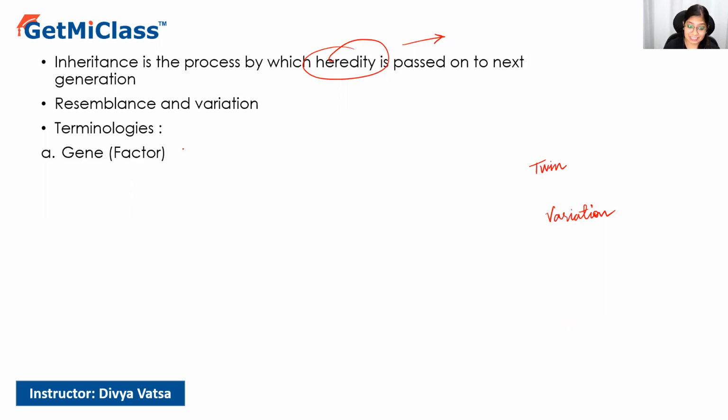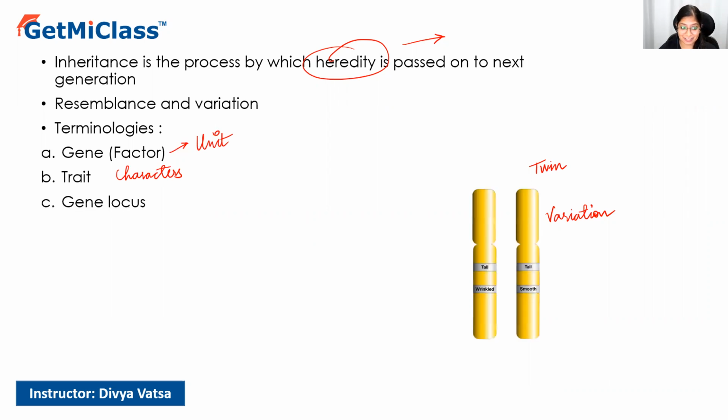You have studied about the gene, which is also called the factor by Gregor Mendel. This is the basic unit. It is the basic unit of heredity. We also talked about the traits. So traits are basically the characters. Your eyes are black in color because one of your parents, maybe your mother or your father, had black colored eyes. And that's why the character is passed down from one generation to the next generation.